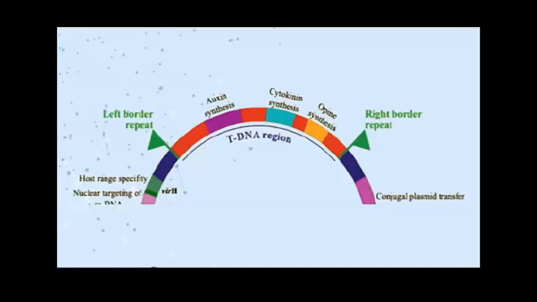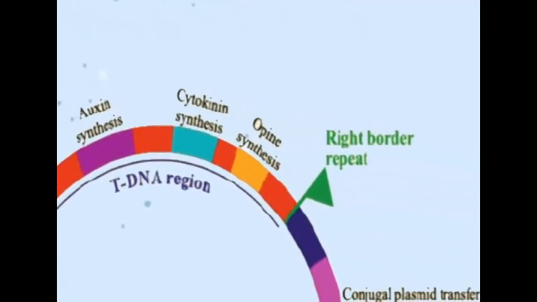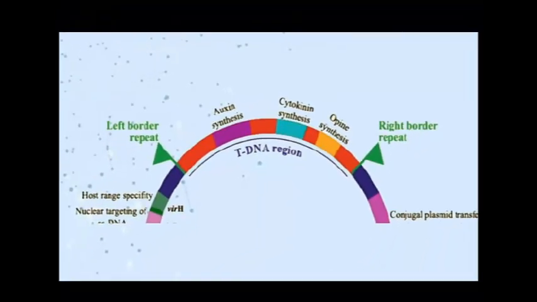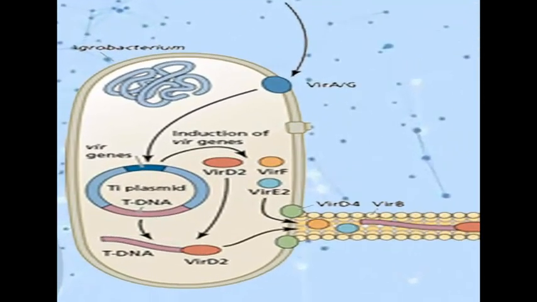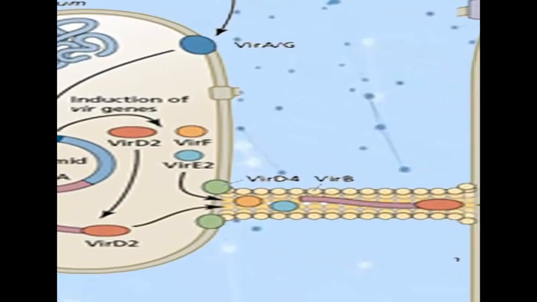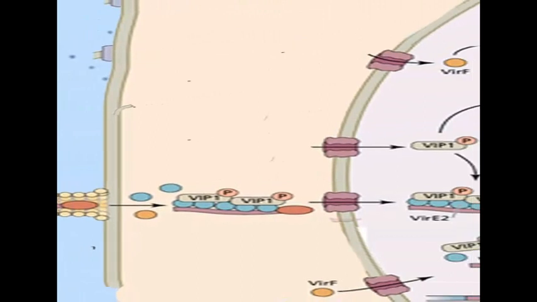The next step is the recognition of the 25 base pair T-DNA borders, that is right border and left border, by Vir-D1 and Vir-D2. Vir-C1 recognizes the overdrive enhancer at the right T-DNA border. Endonucleolytic cleavage at the bottom strand is done by Vir-D2, and it remains covalently bound to the 5' end of the T-DNA complex as a cap. Recovery of the T strand of the Ti plasmid occurs. The Vir-B together with Vir-D4 forms a type 4 secretion system channel, and through this channel T-DNA along with Vir-C1, Vir-D2 and Vir-E2 proteins enters into the plant cytoplasm.